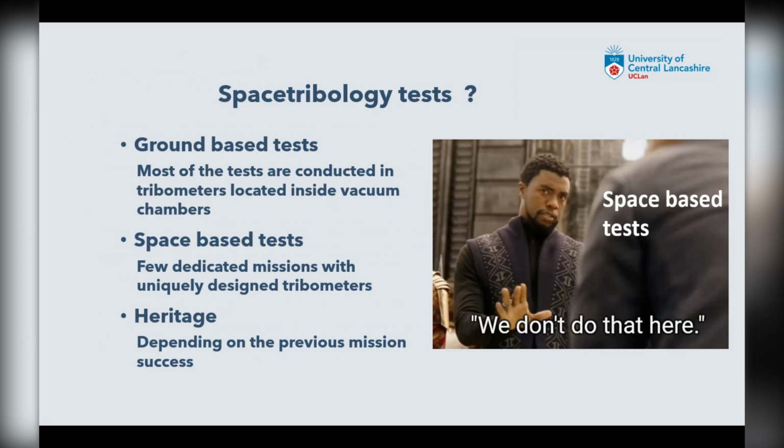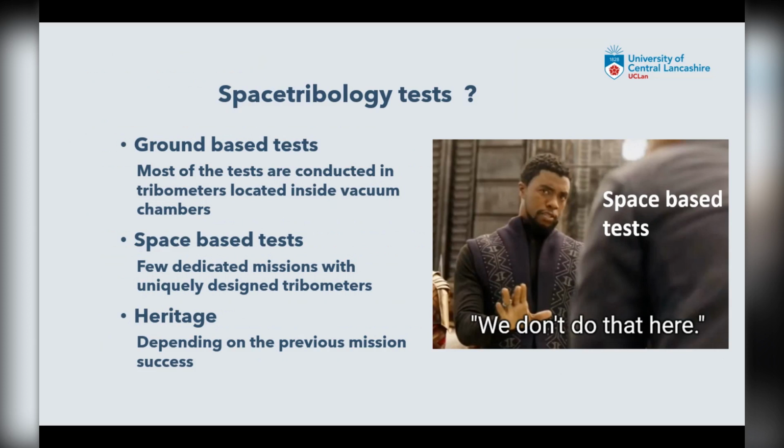And most importantly, the spiral orbit tribometer. I think it was introduced in the early 2000s, and it has been used a lot to analyze the lifetime of lubricants. So these types of ground-based tests are crucial, but there's still a debate about space-based tests, because there are only a few dedicated missions with uniquely designed tribometers.